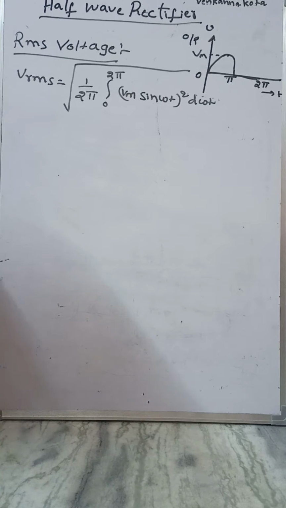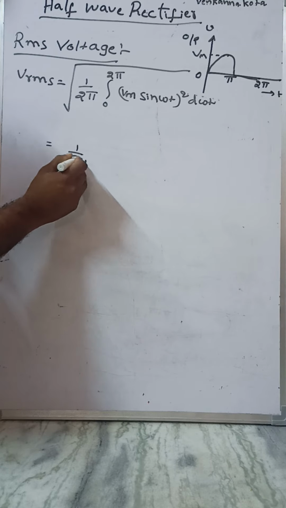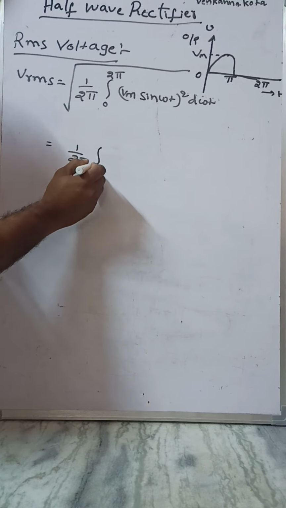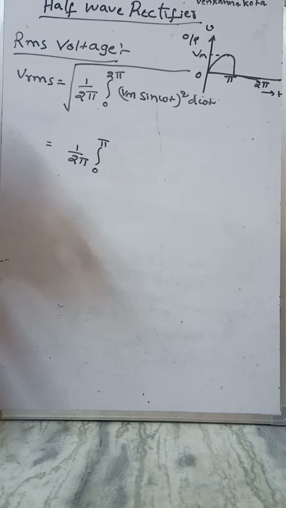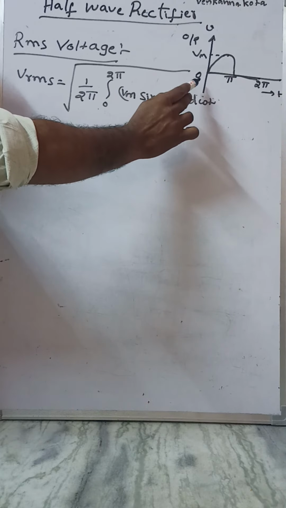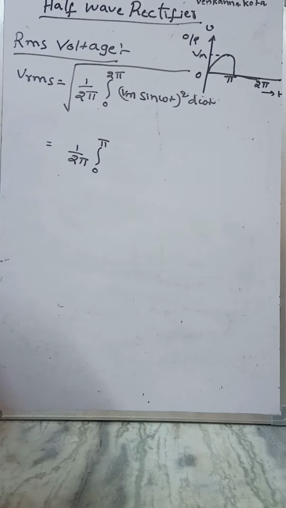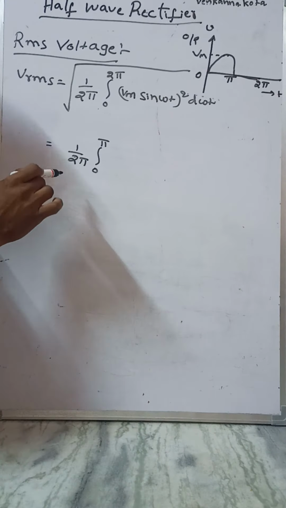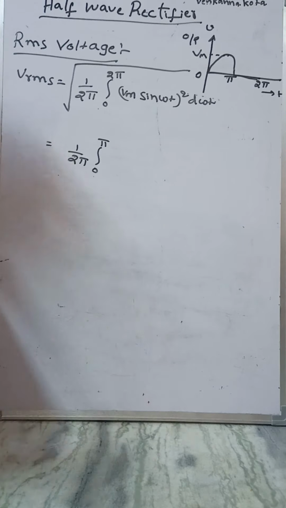So we have to find out the RMS voltage. So 1 by 2 pi, integration 0 to pi. Already I have discussed that the output is present only during 0 to pi. From pi to 2 pi, the output is 0. So that's why we have to take the integration from 0 to pi only.